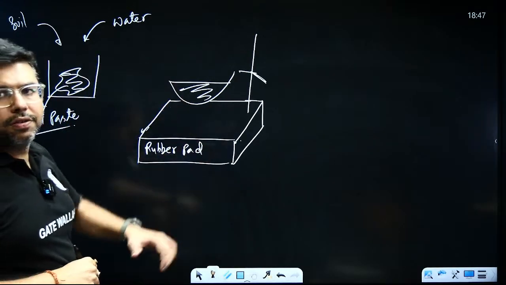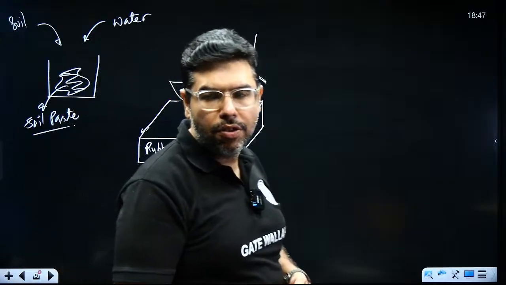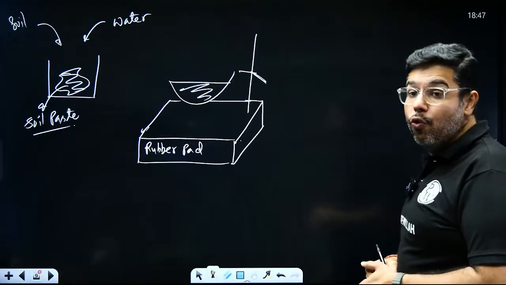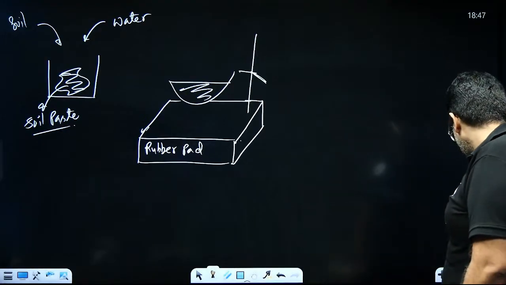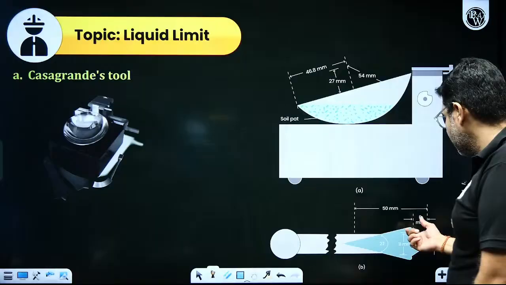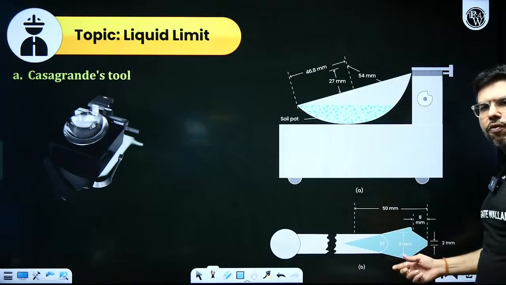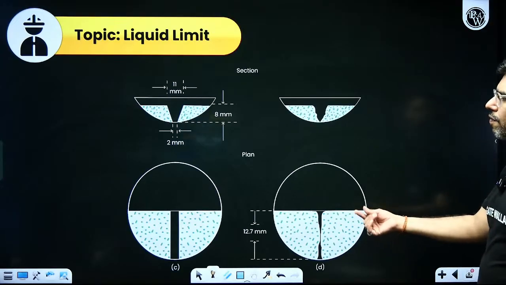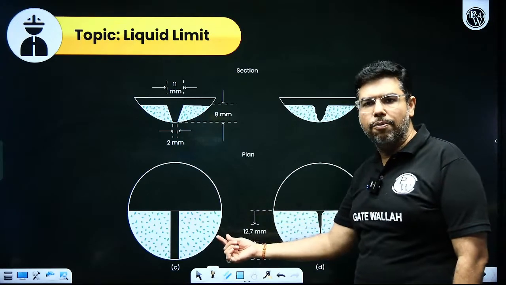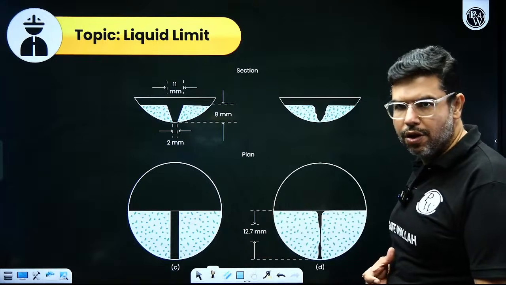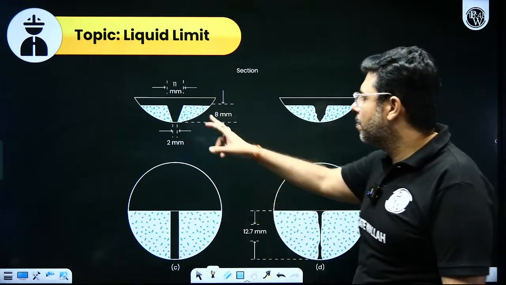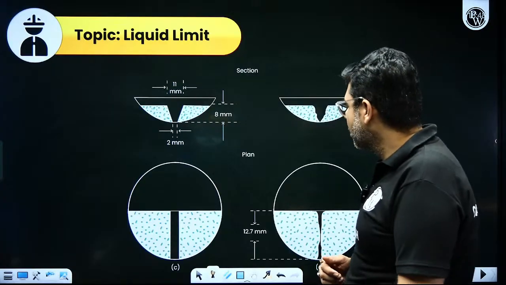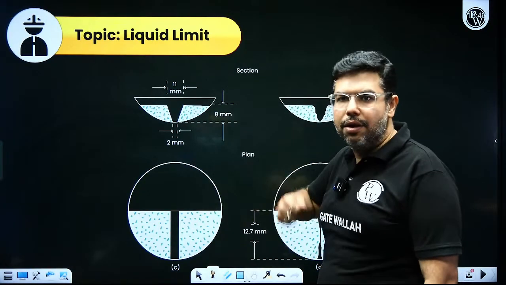Before attaching this CGB ball with soil on this rubber pad, make a 2 mm groove here. See, with the help of this CGB's groove cutter, you will make a groove. You don't have to remember all the dimensions, but the groove that it will cut will have a dimension of 2 mm. So, like this, you will cut a groove in the soil. Got my point?